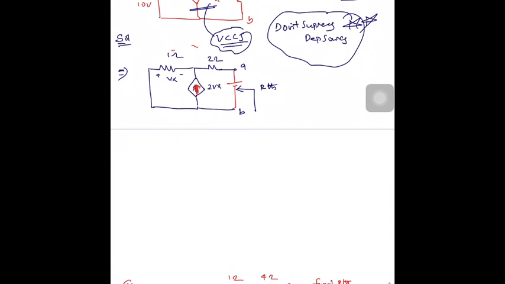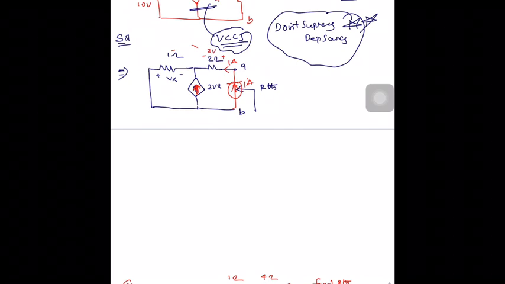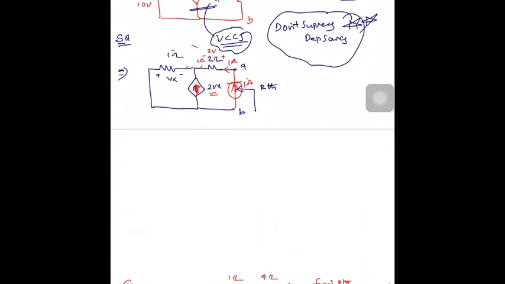Now here I am exciting this entire circuit with, for example, a current source of 1 ampere. So this 1 ampere is going here and dropping a voltage across the 2 ohm. Here 2 Vx current is coming, here 1 ampere current is coming. So the sum of current is 2 Vx plus 1 ampere, and here the current is Vx. To drop a voltage of Vx across 1 ohm, Vx amperes of current should flow.